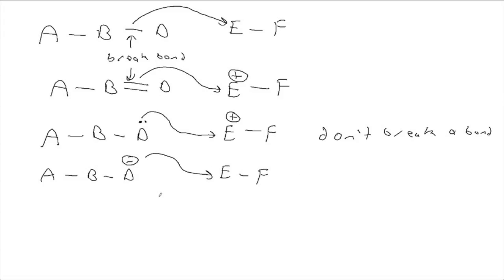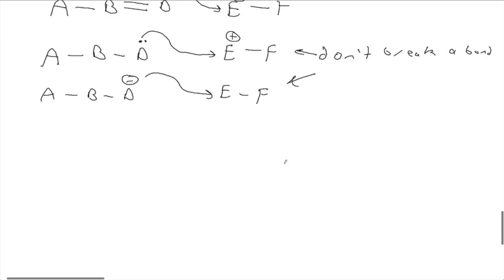Does this arrow tell us to break a bond? No, it does not. How can you tell? How do you know? The tail of the arrow is not on a bond. It is on a negative charge. That's right. So it's a pretty simple rule. That's good. So the way you explained that was correct.